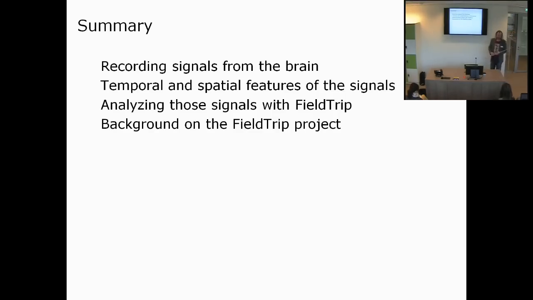So to summarize, I've explained the type of signals that we're recording from the brain. I've explained the temporal and spatial features that these signals have, and how these features can be analyzed using the FieldTrip toolbox. And I've given you a little bit of background on the FieldTrip project, because FieldTrip is more than just the code, than just the toolbox. It's also the design of the toolbox, but also the user community that I hope you will all become part of. Yeah, and I think it will help if you understand the user community to get the best out of the analysis of your data. Okay, thank you.